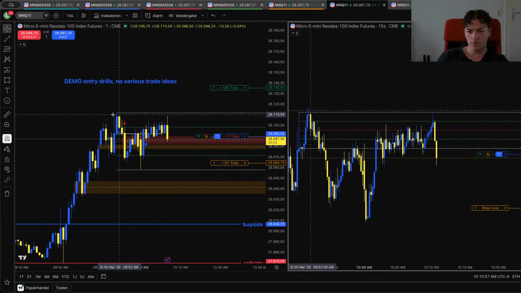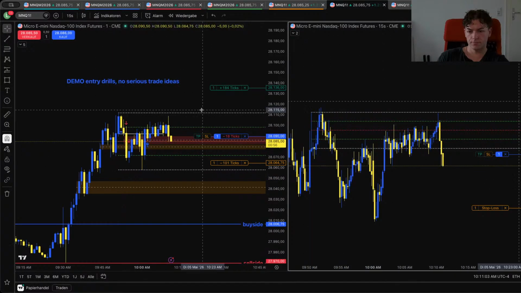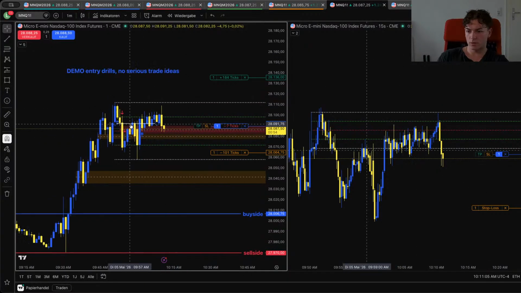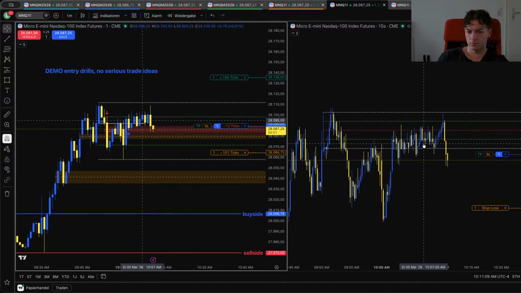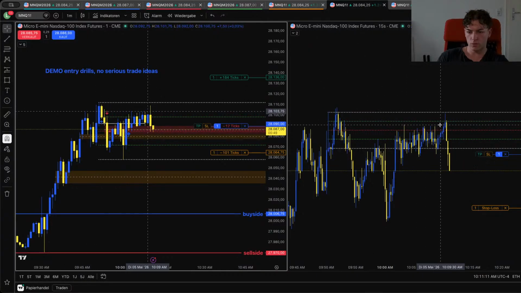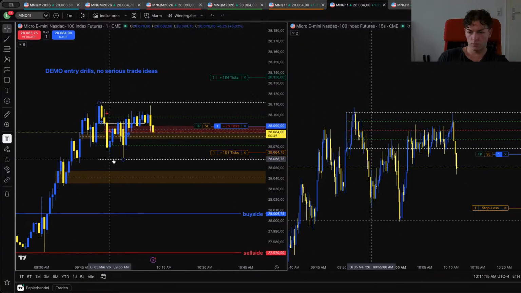So, engineered buy side and sell side. So retail traders want to go short. We have a resistance zone in here and a support zone in here.